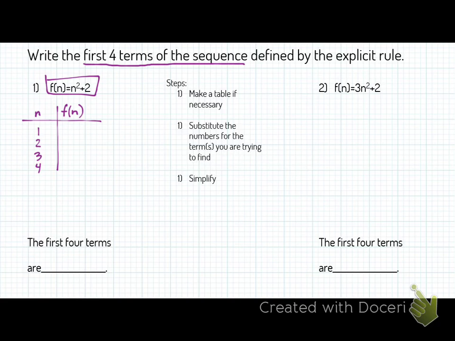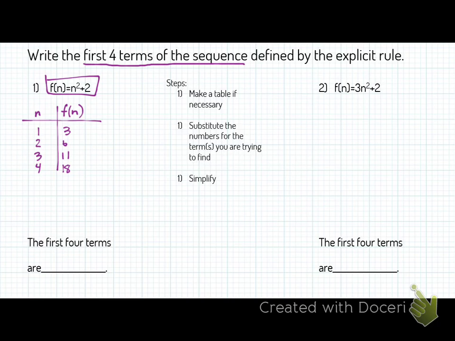Okay, so f of n, the first one, putting in 1. 1 squared is 1. 1 plus 2 is 3. So I'm going to put 3 here. Then I'm going to put 2 in, into where it says n. 2 squared is 4. 4 plus 2 is 6, right? Next one, 3. 3 squared is 9. 9 plus 2 is 11, right? Next one, 4. 4 squared is 16. 16 plus 2 is 18. Good. Okay?